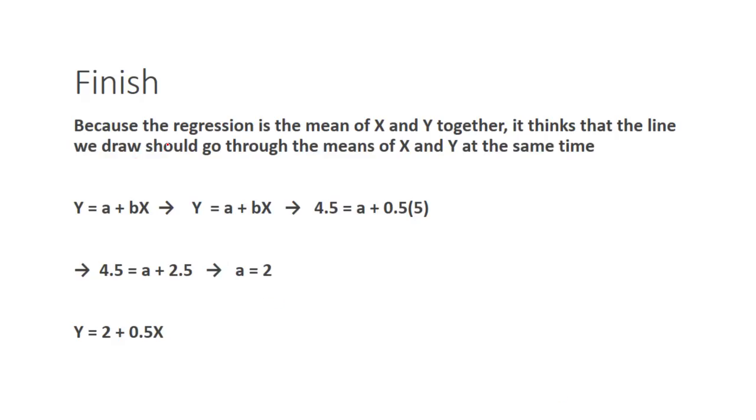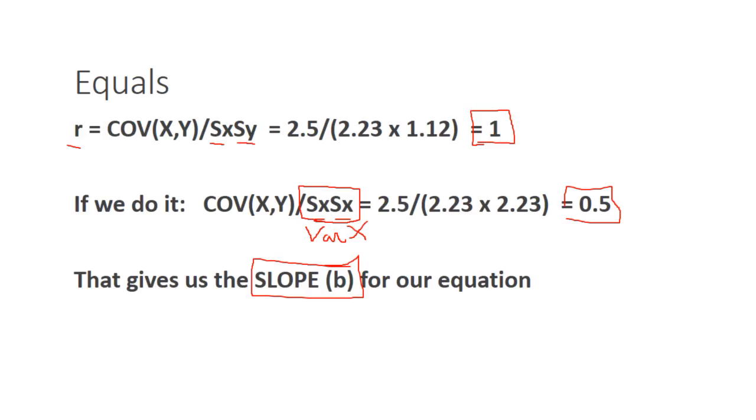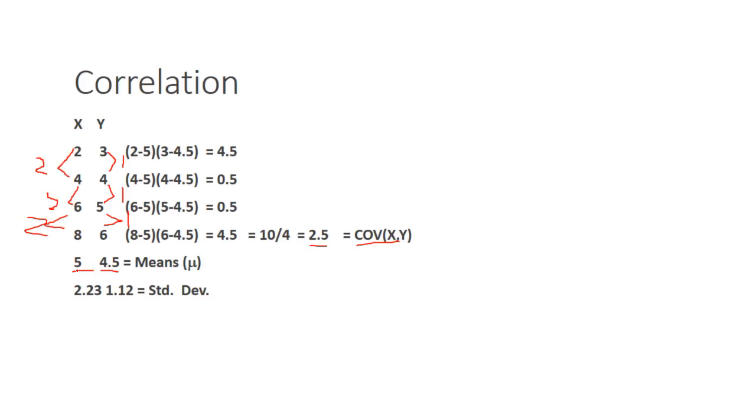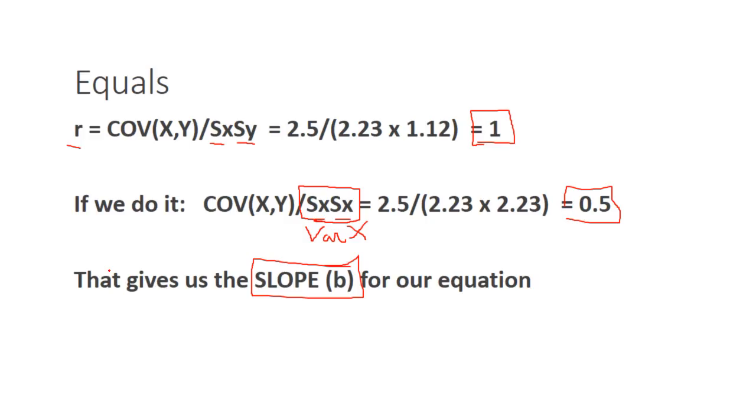Because a regression line is actually finding the mean of x and y together in two-dimensional space, it's a two-dimensional mean, it means that the line has to go through the mean of x and the mean of y at the same time. So we have this y equals a plus bx equation. We want to find x bar and y bar in here. So we put in 4.5 and 5, which from back here, that's the mean of x and the mean of y. All got that?